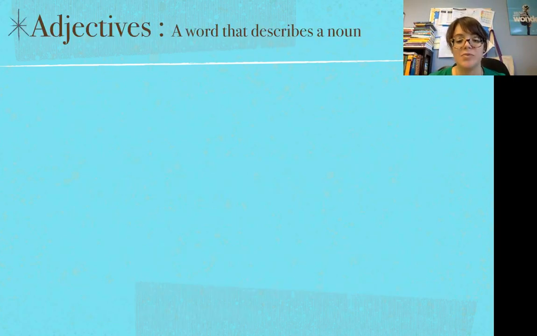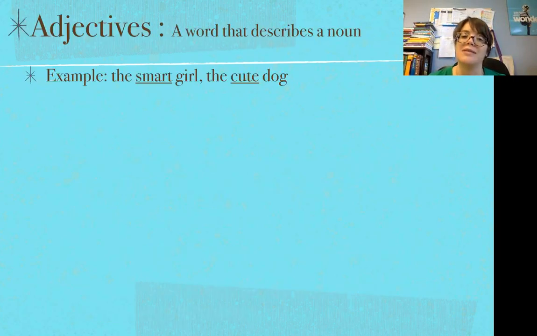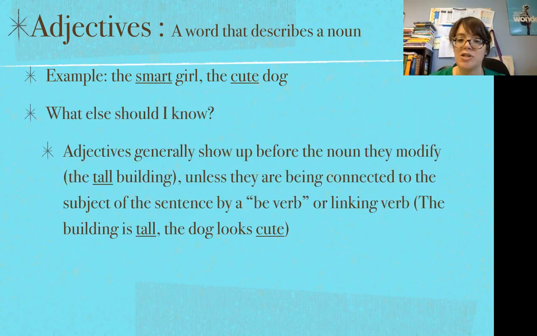All right, adjectives. These words describe a noun. So some examples: the smart girl, the cute dog. Adjectives generally show up before the noun they modify, like the tall building, unless they're being connected to the subject of the sentence by a be verb or linking verb. So I can say the building is tall, the dog looks cute.